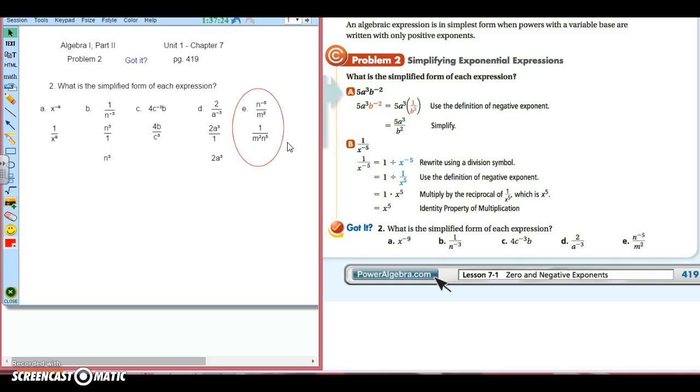Part E, you've got n to the negative 5th on top and m squared on the bottom. Since the m has a positive exponent, it stays where it is. The n has a negative exponent, so it has to move from the numerator to the denominator in order to change that 5 to a positive. So we replace it with a 1, and in the denominator we have m squared n to the positive 5th.